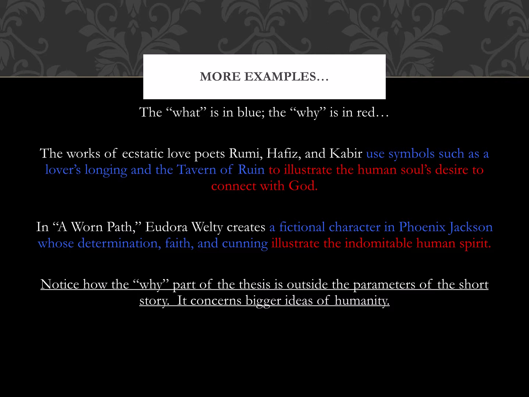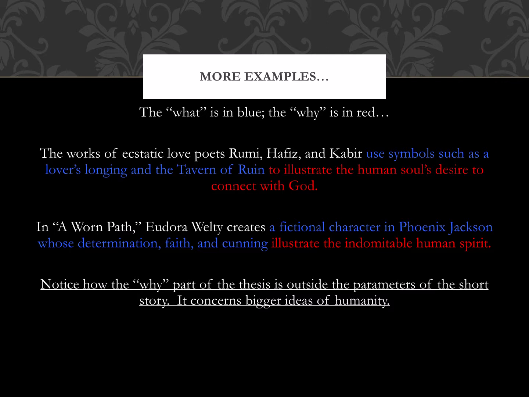Remember, the what is in your blue and the why is in red. So here our what discusses symbols, the lover's longing, the tavern of ruin. What is the purpose of those symbols? To illustrate the human soul's desire to connect with God.